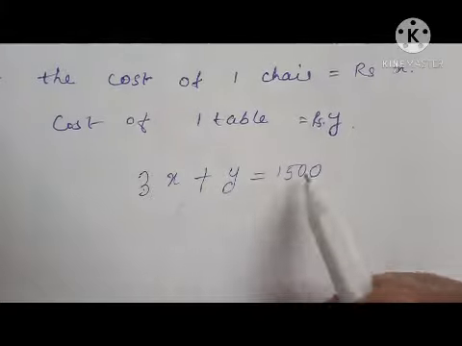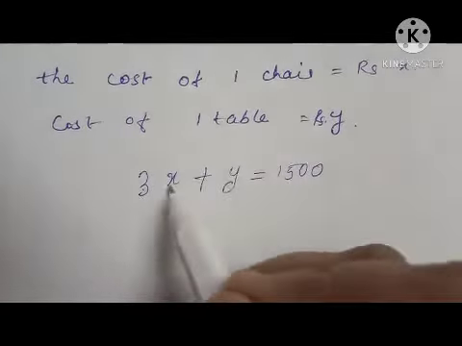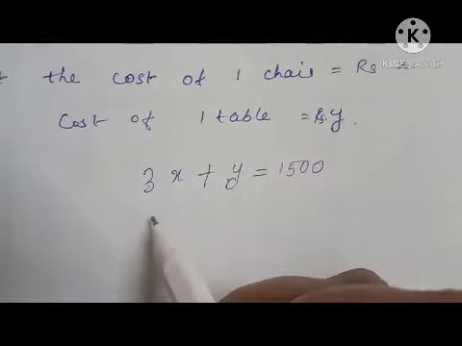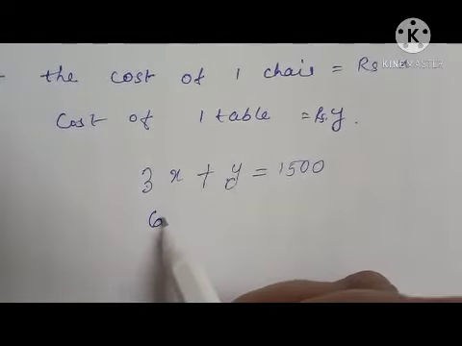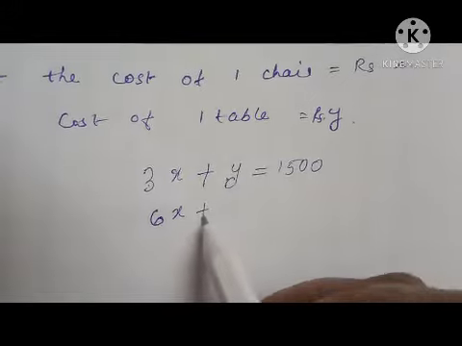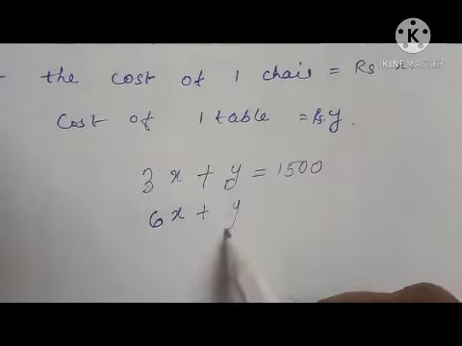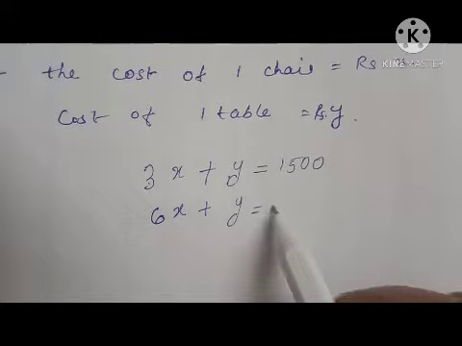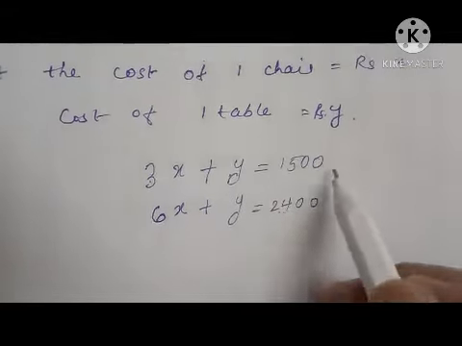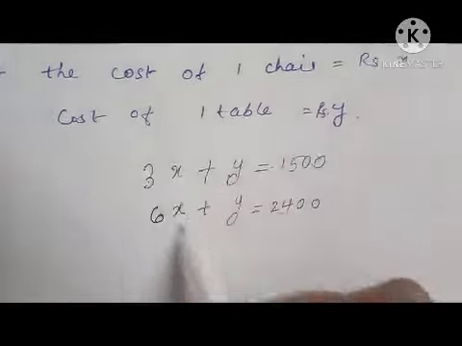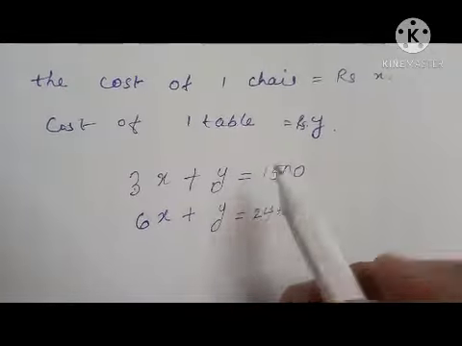So this is the first linear equation in two variables. Then for the second statement, it is given that 6 chairs, so the cost of 6 chairs is 6x, and 1 table, so 1 into y is y. Together it costs rupees 2400. So this is the pair of linear equations for the given situation.